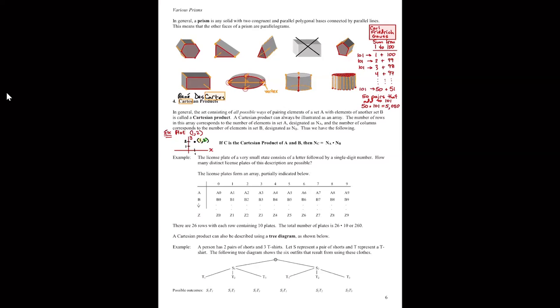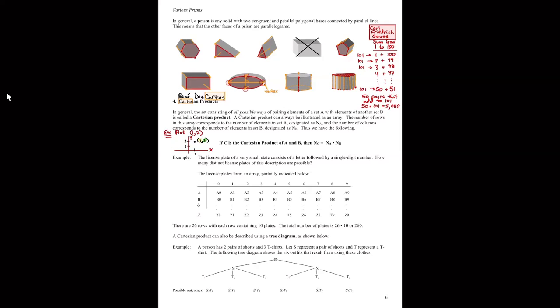All right, so the example here: the license plate of a very small state consists of a letter followed by a single digit number. The reason I say it's a very small state is that if it's a letter followed by a single digit number, you're only going to have so many license plates. Can you imagine? You see the car speeding down the road on the highway. Oh, what's the license plate on that car?